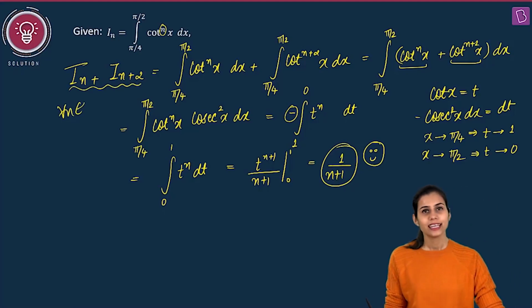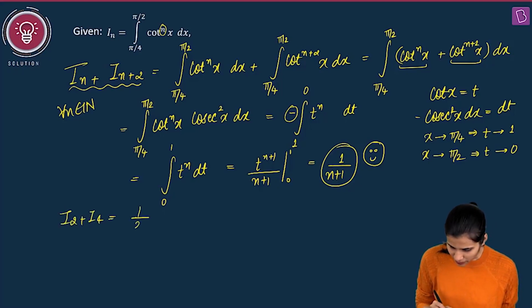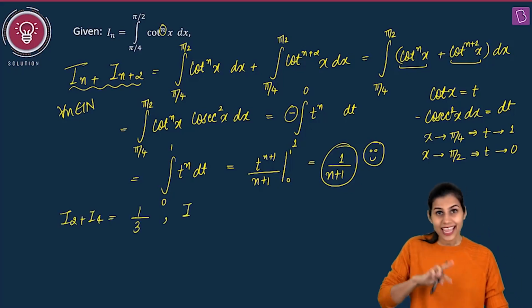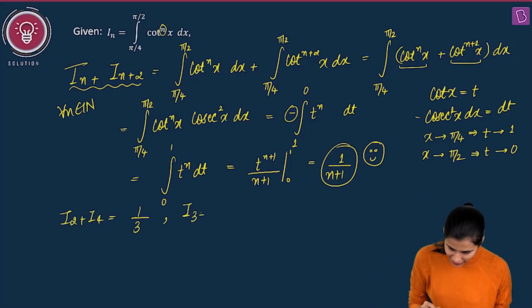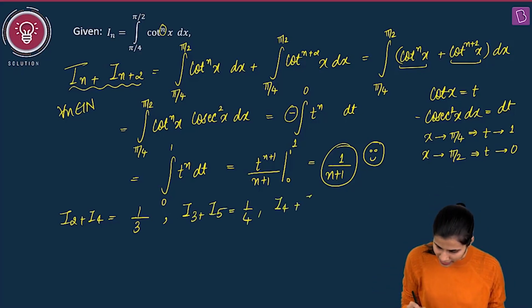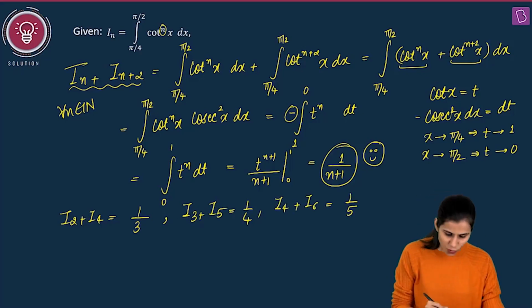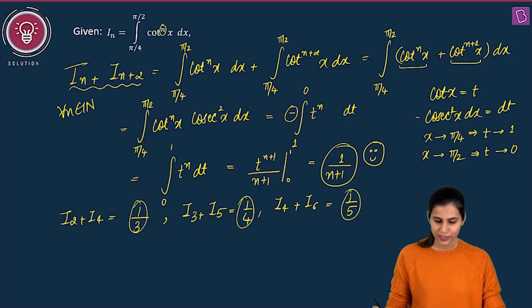And now you know the next step. When I plug in n equal to 2, what I get is I2 plus I4 coming out to be 1 upon 2 plus 1, that is 3. When I plug in n equal to 3, I will get I3 plus I5 coming out to be 1 by 4. When I plug in n equal to 4, I will get I4 plus I6 coming out to be 1 by 5. 1 by 3, 1 by 4, 1 by 5.